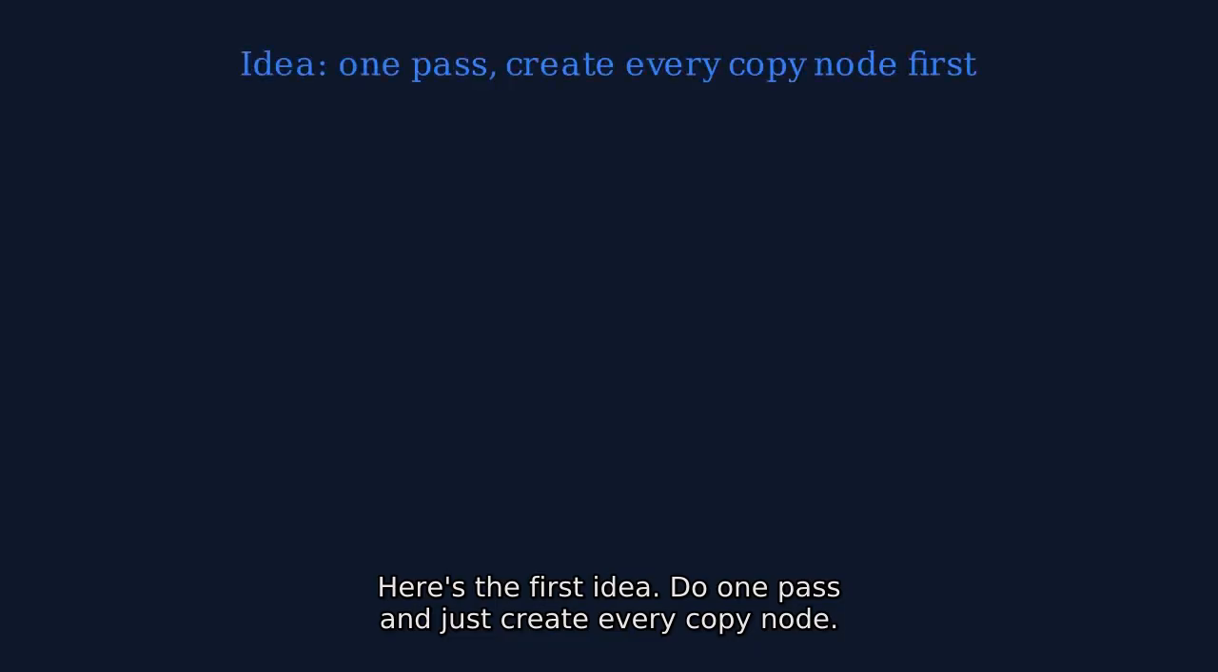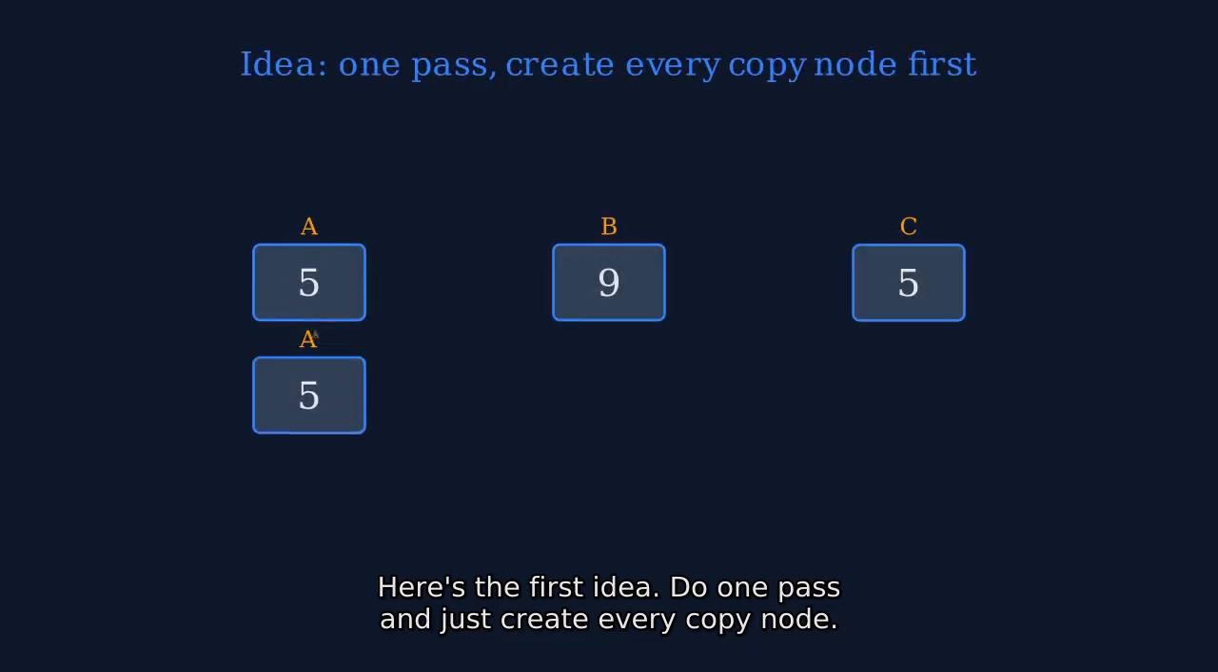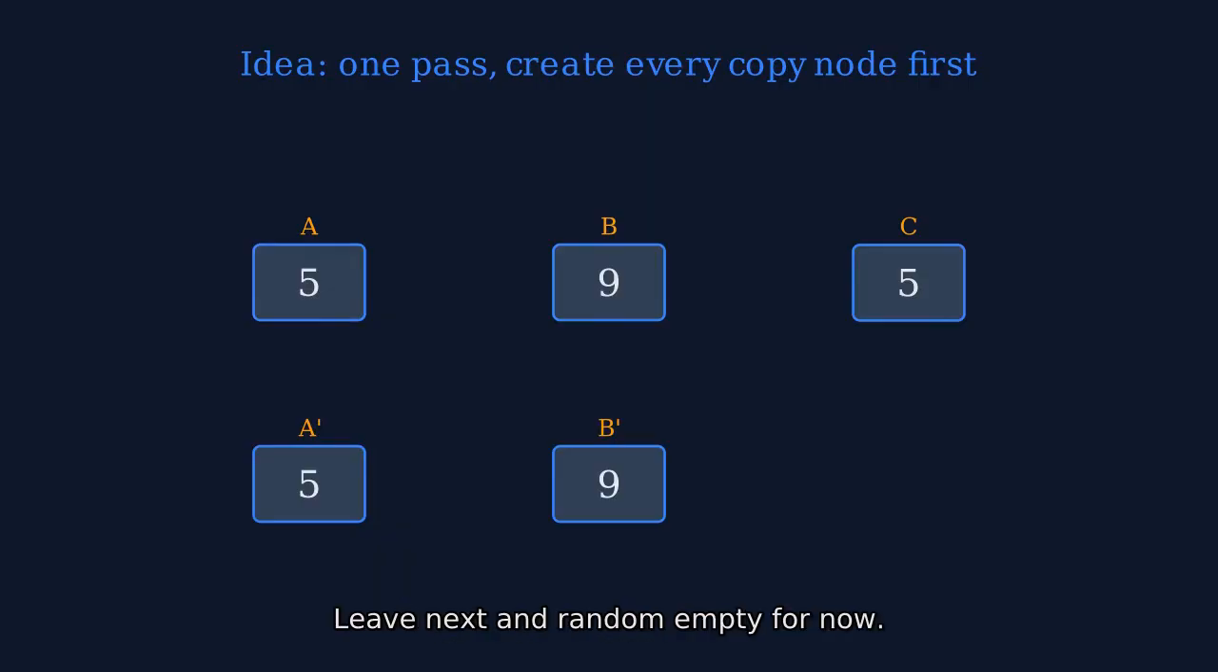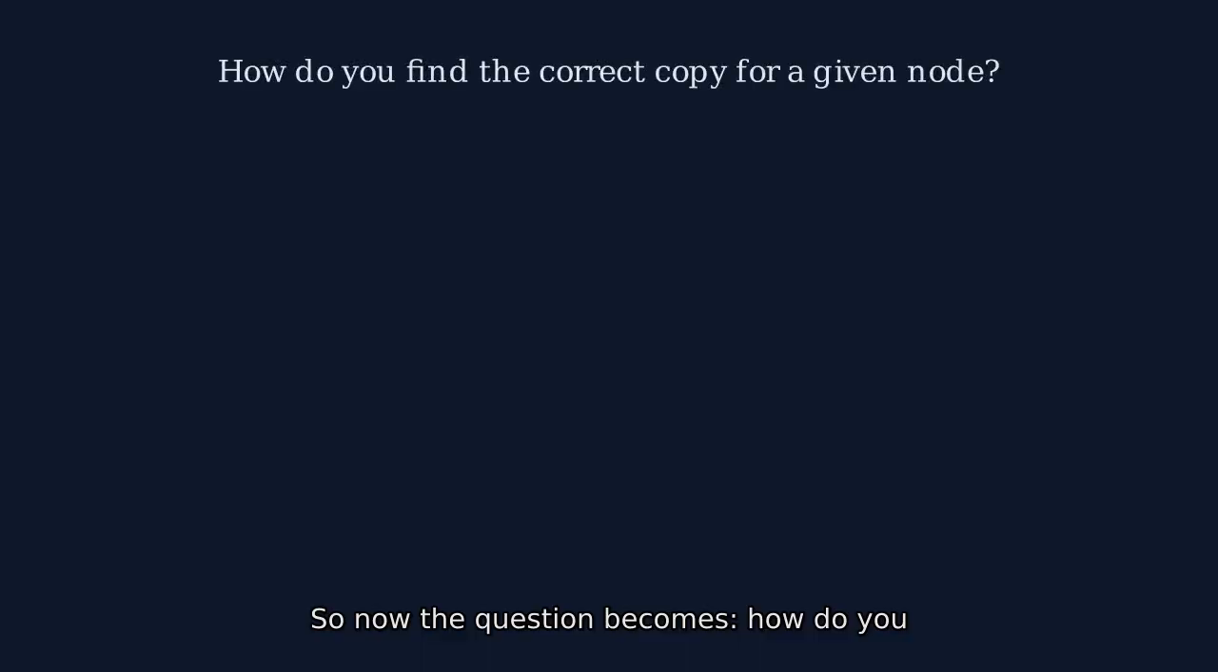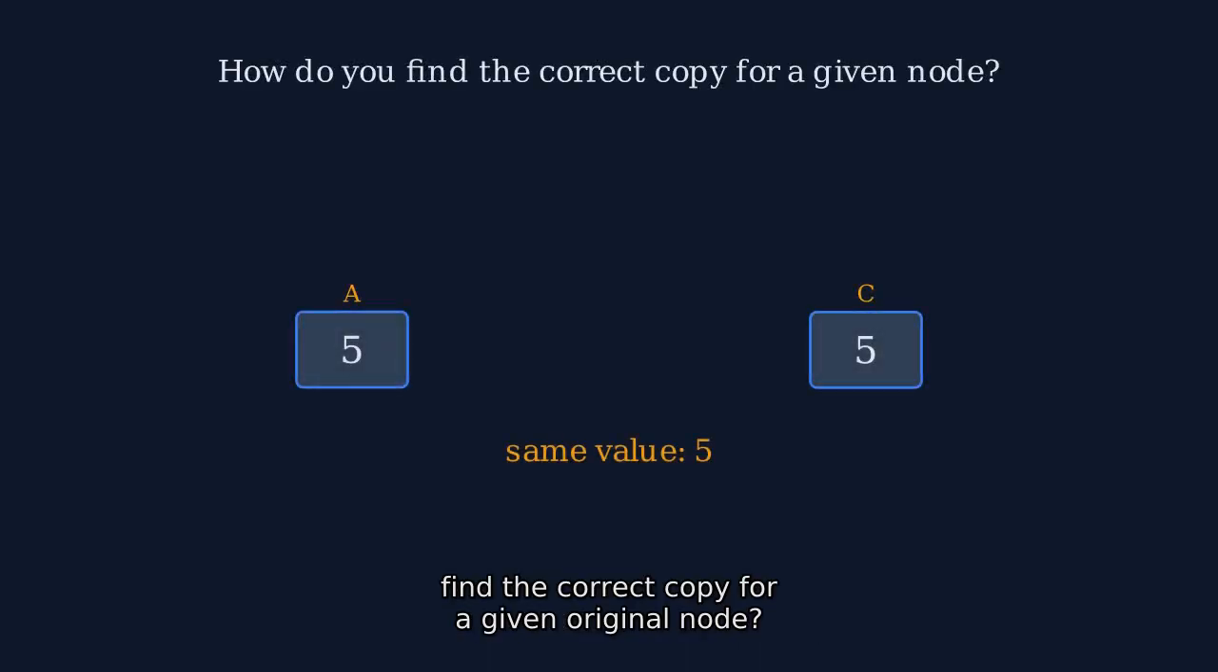Here's the first idea. Do one pass and just create every copy node. Leave next and random empty for now. After this pass, every node in the original list has a matching copy somewhere. The only problem left is connecting them correctly. So now the question becomes, how do you find the correct copy for a given original node?